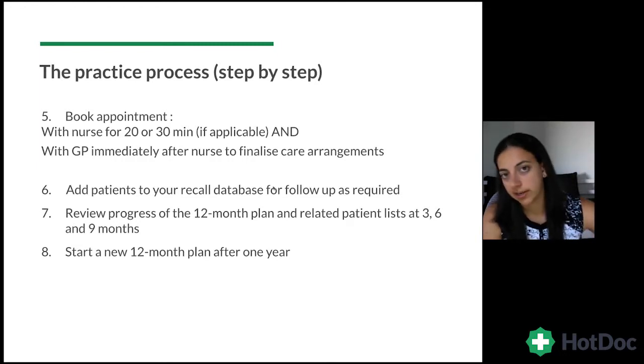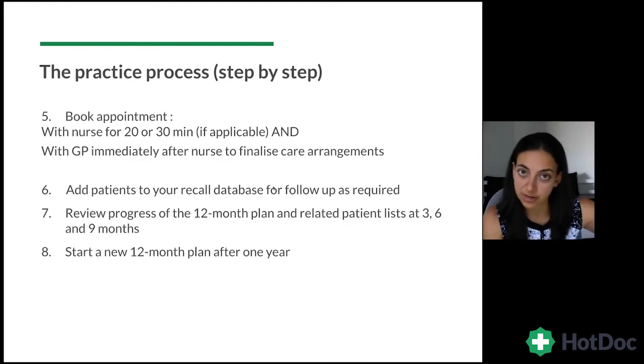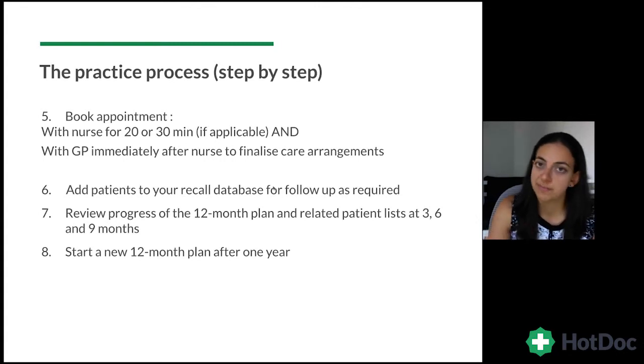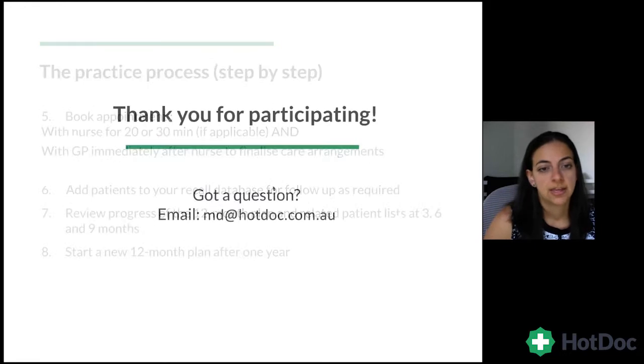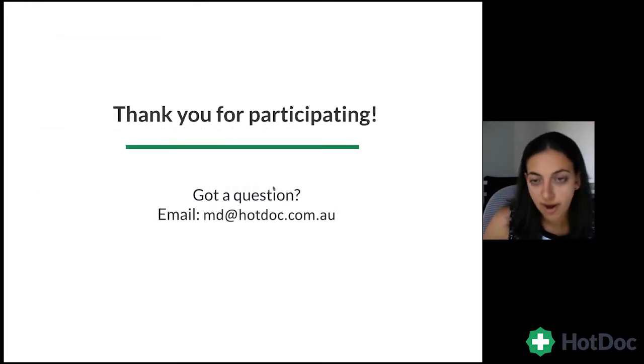So once we've got our list of patients, I usually like to review progress of my 12-month plan or my 12-month list of patients at 3, 6, and 9 months. And then after 12 months have gone by, I'll start a brand new list from scratch. All right, and that comes to the conclusion. I think we've gone 1 minute over. That comes to the conclusion of this session.